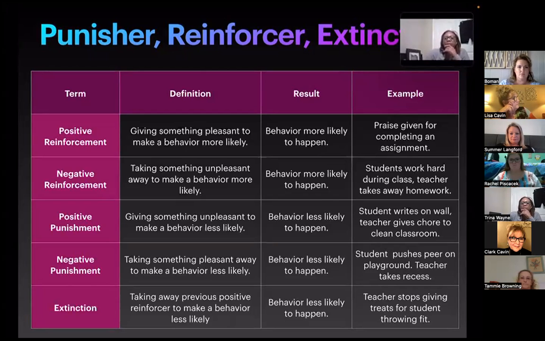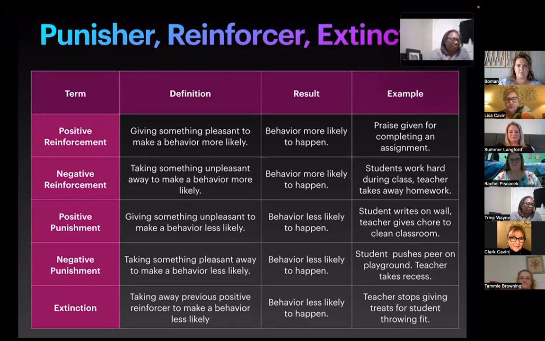An example, praise given for completing an assignment. Y'all did a great job today. I'm so proud of you. Trina's on my screen. Trina, you did a great job. I read your article this week and it was a lot of fun to read. Thanks. Good job. All right. So I'm giving her positive reinforcement.